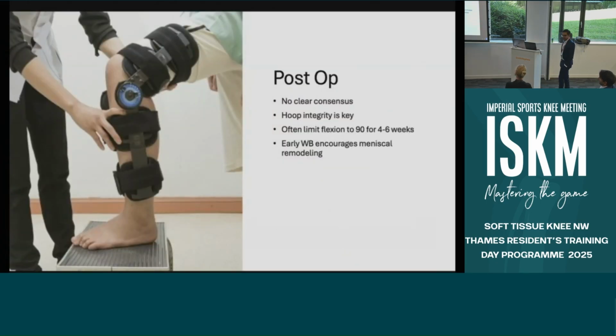So post-op, I don't think there's a clear consensus, not as far as I'm aware, unless any of the faculty correct me. The key is around hoop integrity. Most people limit flexion to a maximum of 90 degrees. Some people do less for a period of 4 to 6 weeks. Again, you often load the meniscus more. It does depend where the tear is. Obviously, most of the time we're dealing with posterior mid-body tears, so that's where you want to particularly limit flexion.